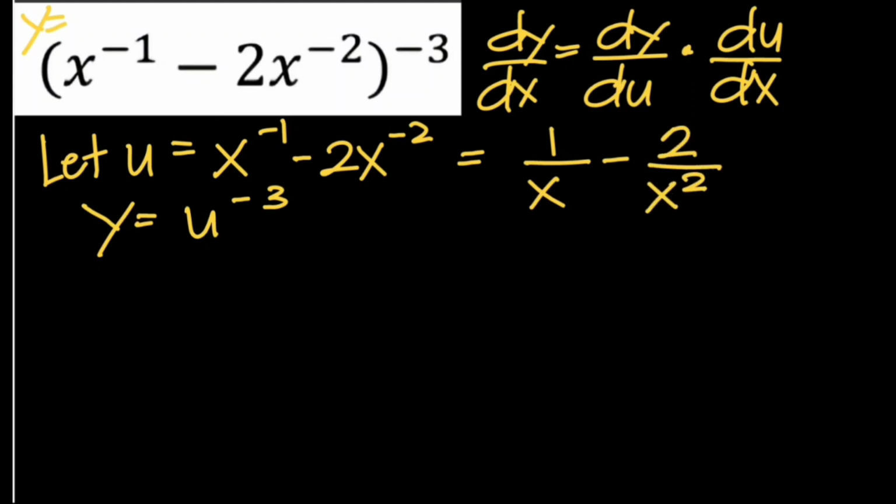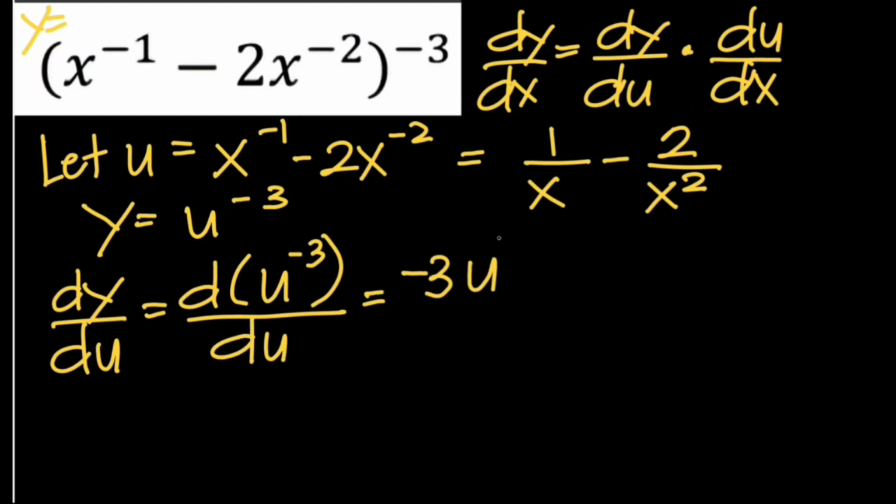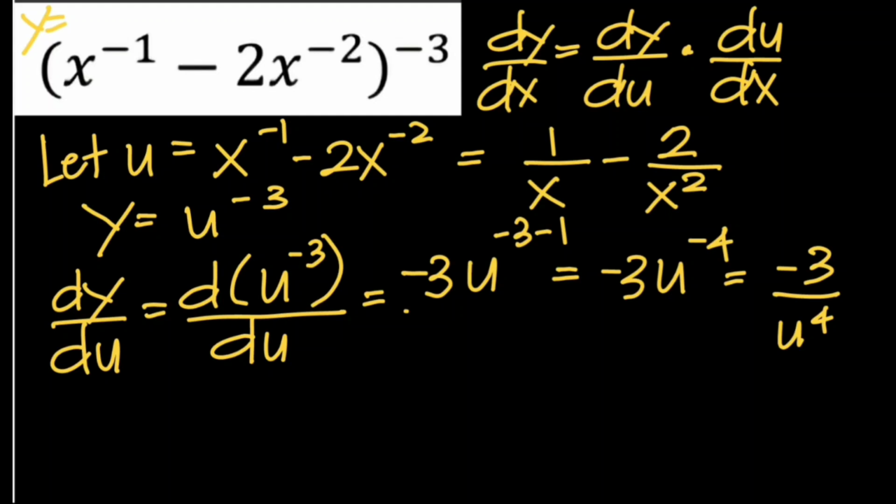And now let's derive the function y equals u to the negative 3. So let's solve for dy over du first. So dy over du is just equal to the derivative of y, which is u to the negative 3 with respect to u. So this is just negative 3 times u to the negative 3 minus 1, which is just negative 3 times u to the negative 4, or simply negative 3 over u to the 4.